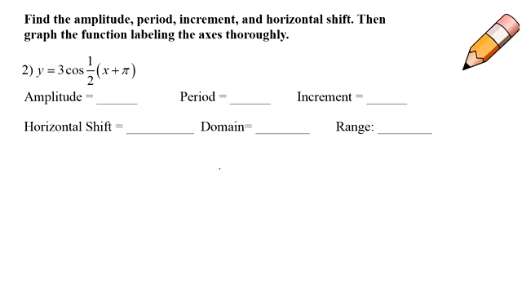Let's try one more. So my amplitude is 3. Period, well, that's 2 pi divided by 1/2, it looks like, which is just 4 pi, which you can do quickly on your calculator if you need to. My increment, 4 pi divided by 4, just plain old pi. It looks like I'm shifting left pi.